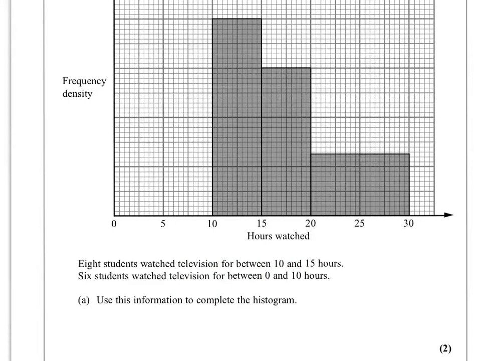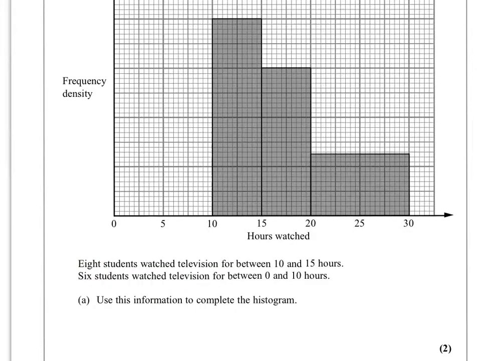So let's look at the first bit of information. 8 students watched television for between 10 to 15 hours. So that's been drawn on the diagram already. 10 to 15 hours is there. It's represented by this bar. So this bar has to represent 8 people. And remember, it's not the height, it's the area of this bar. It's the same as 8 students.